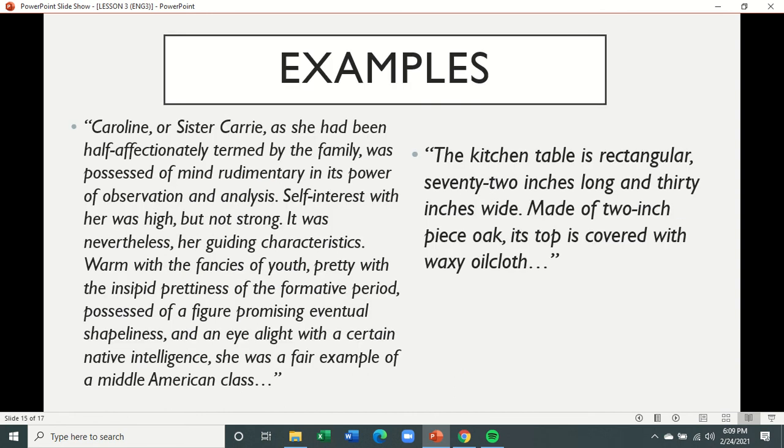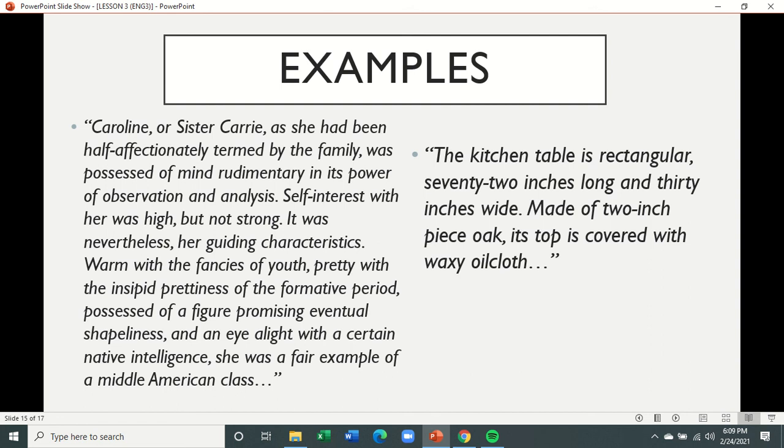Okay? So I have here an example of objective and subjective. For the objective, you have: the kitchen table is rectangular, 72 inches long and 30 inches wide, made of 2-inch pieces of oak, and its top is covered with waxy oilcloth. In this case, I described the kitchen table based on how it looks and its size. I even used 72 inches and 2-inch pieces of oak. 72 inches to me is 72 inches to you because that is universal. So therefore, everything is objective.